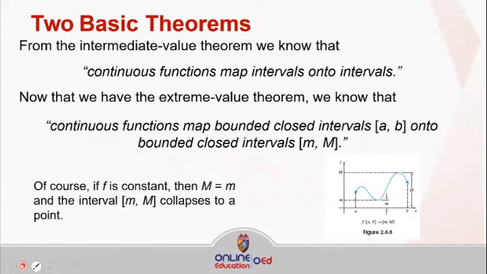For the two basic theorems, from the intermediate value theorem, we know that the continuous functions map intervals onto intervals. Now that we have the extreme value theorem, we know that the continuous functions map bounded closed intervals [a, b] onto the bounded closed intervals [small m, capital M]. So, if f is constant, then yung value natin ng small m is equal sa capital M, or equivalent siya, same lang ng value. Let's say, yung f natin nga is constant, pinapakita dito sa graph, yung value natin for the capital M and the small m is same lang siya. And same with the interval ng m natin for both small letter and capital letter collapses to a point. So, ito lang siya yung pinapakita ng value na to.